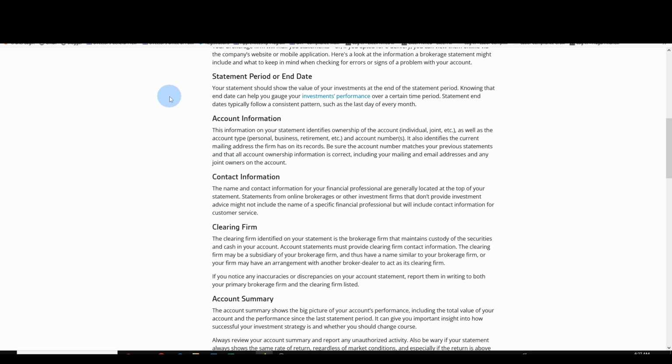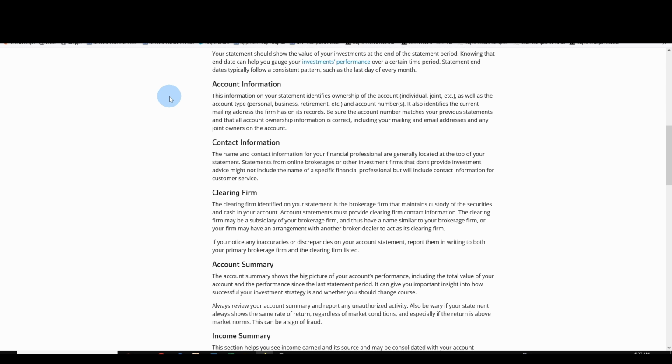Statement period or end date. Your statement should show the value of your investment at the end of the statement period. Knowing that end date can help you gauge your investment's performance over a certain time period. Statement end dates typically follow a consistent pattern, such as the last day of every month.